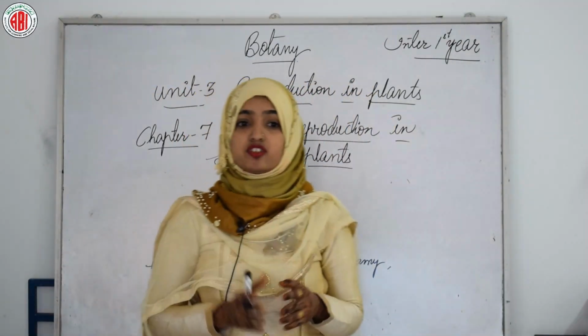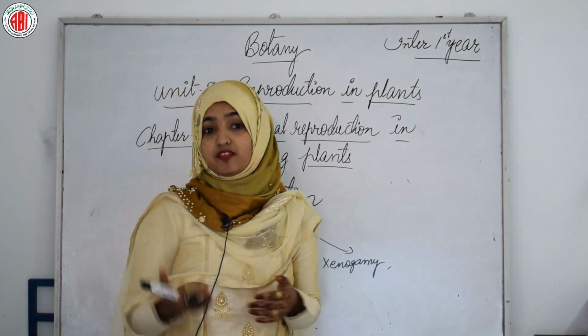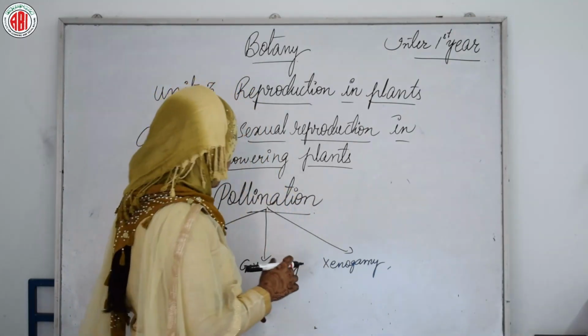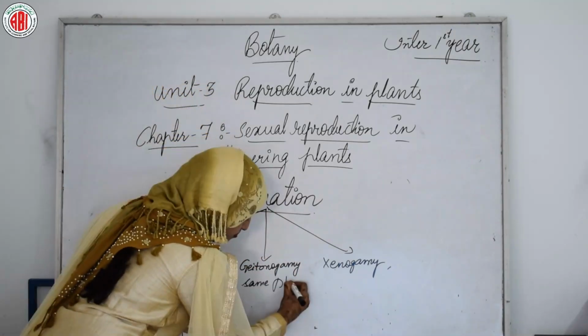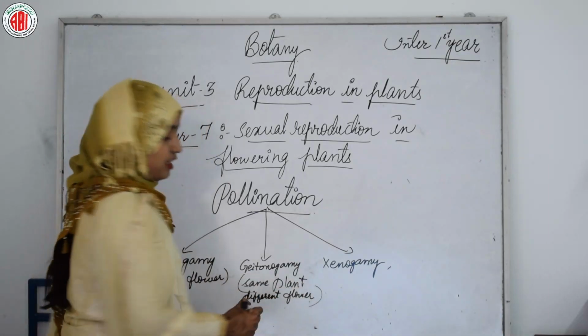And coming to geitonogamy, it is the transfer of pollen grains from the anther to the stigma of another flower of the same plant. Here the flowers will be different but the plant will be the same. Such kind of pollination can be considered as geitonogamy.